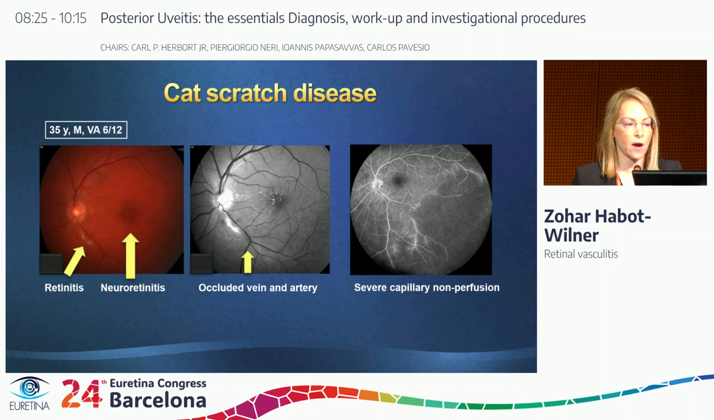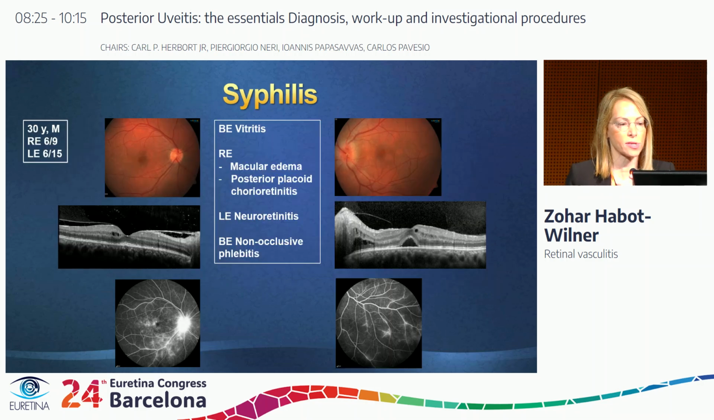This is a 35-year-old male with vision of 6 on 12, and he came with the appearance of neuroretinitis and a plaque of retinitis, and you can see very nicely in the picture that he had an occluded vein and artery with severe capillary non-perfusion area. So this is an example of cat scratch disease with an occlusive vasculitis.